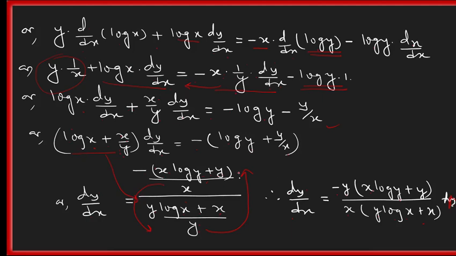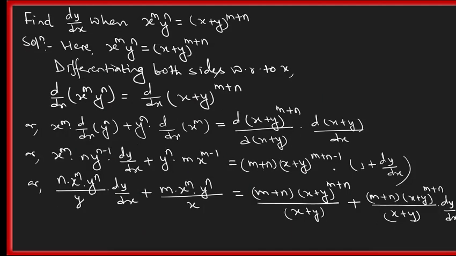In this way we can solve this problem. Okay, now moving to the next type of question. Let's see. Find dy by dx when x to the power m times y to the power n equals x plus y to the power m plus n. This is also in power, but x to the power m times y to the power n equals x plus y to the power m plus n, given.